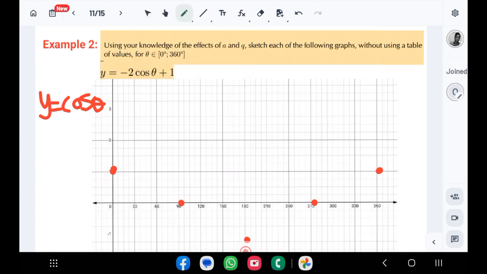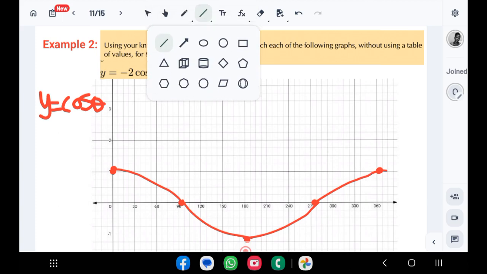Let's connect the dots. Let's join the dots. All right. That's how we join the dots. Now, let's use our knowledge of a and q and their effect on the graph of the form y equals a cos theta plus q to figure out what y equals -2 cos theta plus 1 is going to end up like. First of all, q equals 1, meaning that our standard place of rest on the x-axis has been shifted 1 unit up. So that's the first thing we must do.